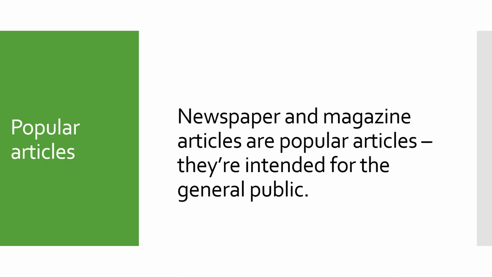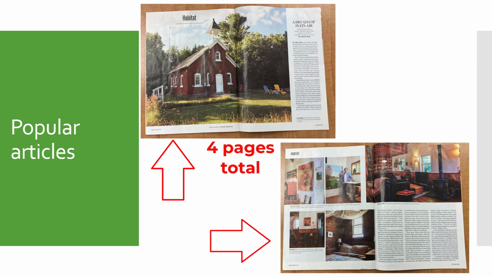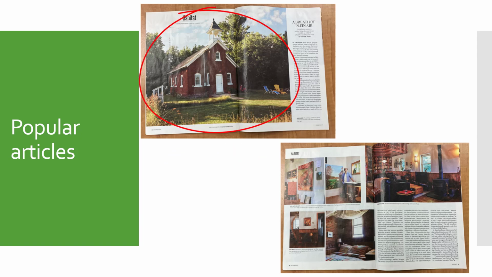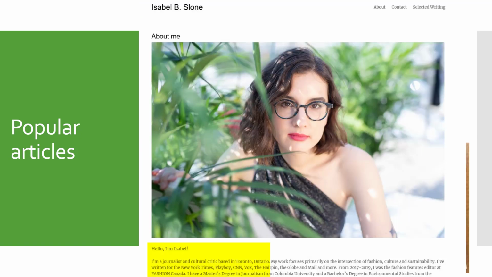Both newspaper and magazine articles are what we call popular articles. That means they're intended for the general public. Here are some tips to help you recognize popular articles. They're not very long, a few pages at most. They have pictures, color, nice graphic design, and they're usually written by journalists, not by experts.